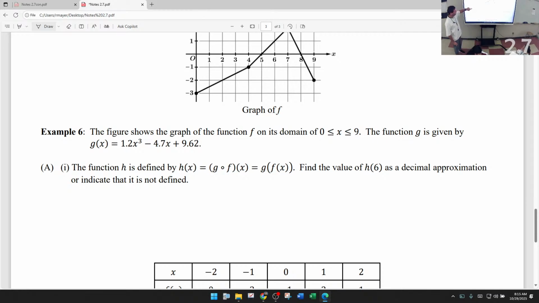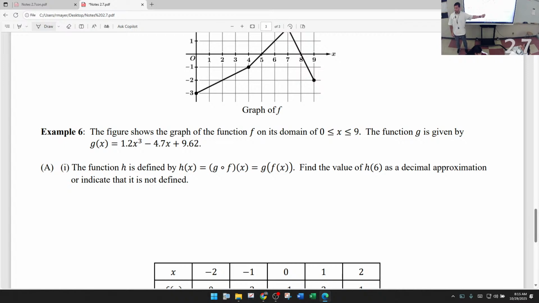This figure shows the graph on the domain from 0 to 9. So here's 0 to 9 of f. g is given by this crazy function. I mean, it's cubic, but that's about all I know. It probably doesn't have any intercept, or it has an intercept, but I'm not going to find it without a calculator. The function h is defined as h is equal to g of f.